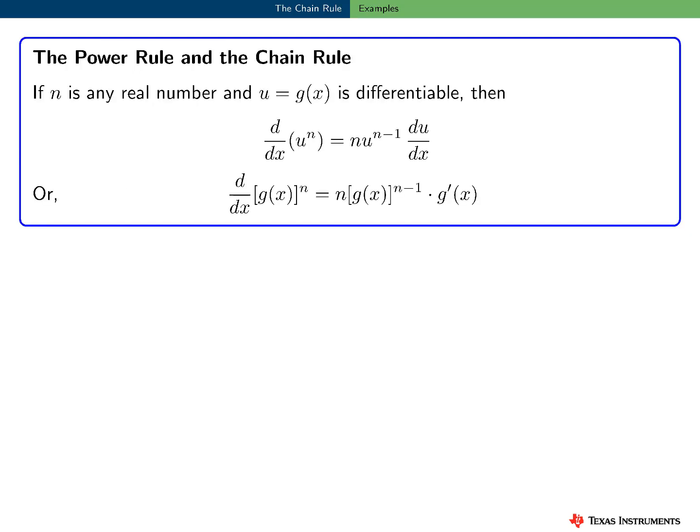A common application of the chain rule involves taking the derivative of a function raised to a power. So if n is any real number and u equal to g of x is differentiable, then the derivative of u to the n is n u to the n minus 1 times du dx. And of course that's just the chain rule. We start taking derivatives at the outside and we work our way in. And here's another way we could write that derivative in terms of the function g of x.